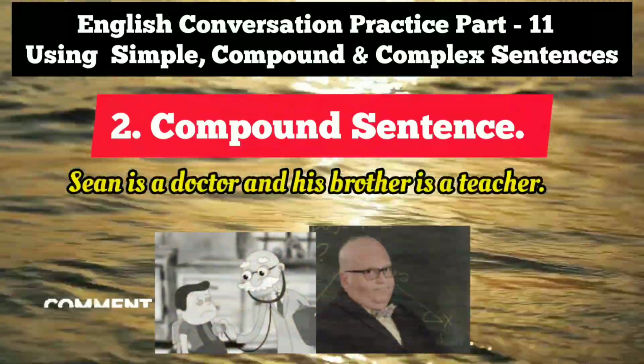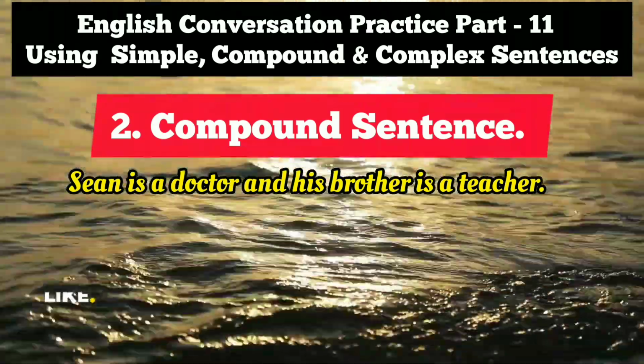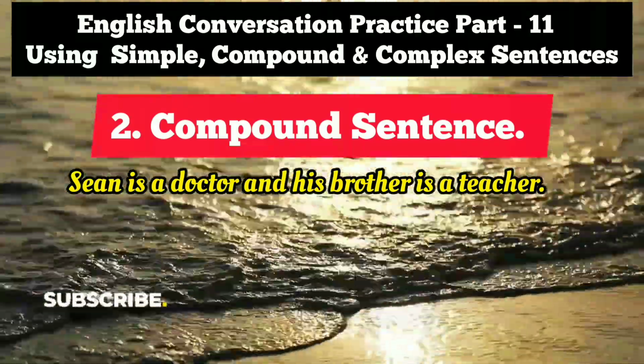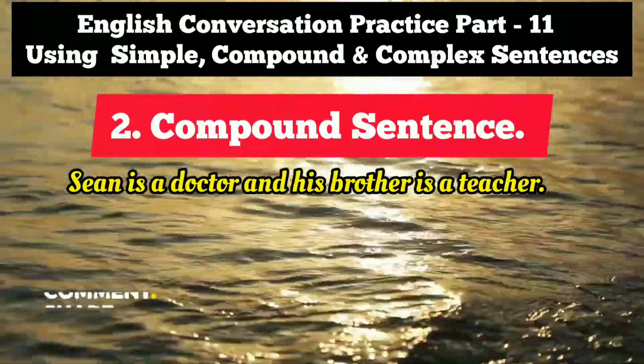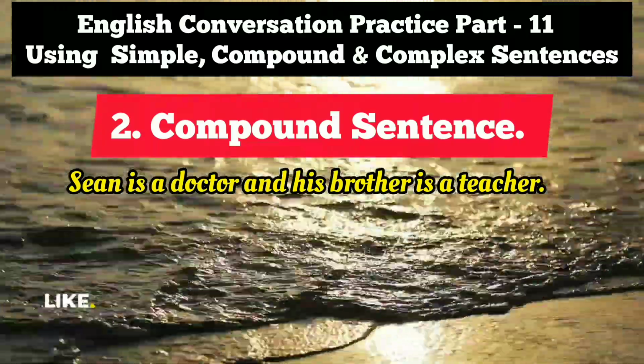So I am using and joining these two sentences. Two independent clauses are joined here. That Sean is a doctor, this is one clause, and I'm using the coordinating conjunction and joining the other clause, his brother is a teacher. It's a very important one, and I hope you understood.